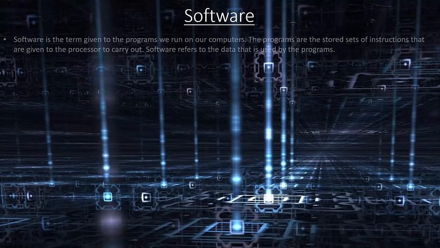Software. Software is a term given to the programs you run on our computers. The programs are the stored sets of instructions that are given to the processor to carry out. Software also refers to the data that is used by the program.